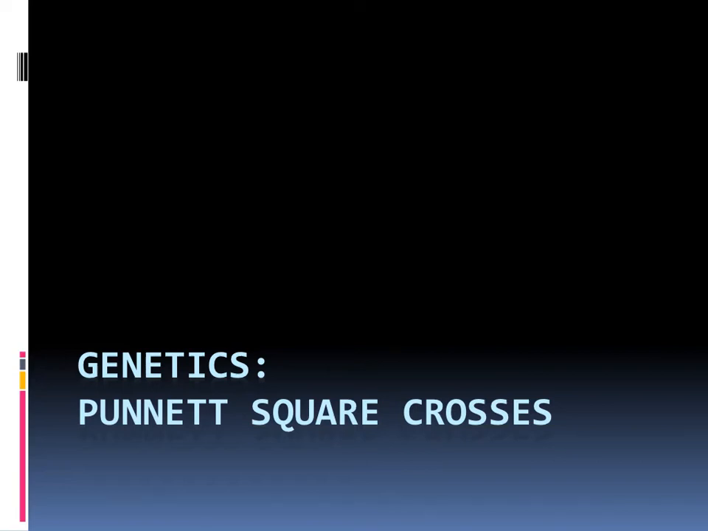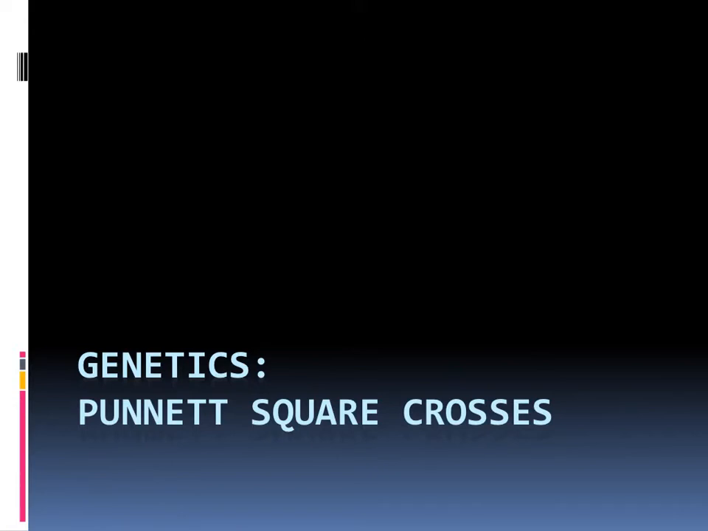Okay, so here's part 2 of our genetics lesson. By now, you should have memorized all of the genetics vocab that we went through in the earlier lesson and also know how to apply it, because here's where the application of those genetic vocab words is going to come really handy, because now we're going to apply those words in these word problems called Punnett square crosses.